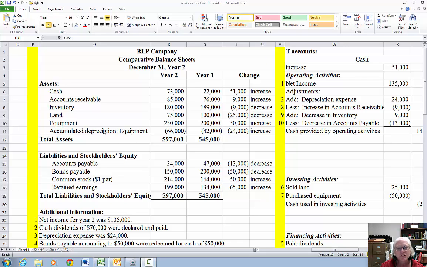Hey folks, I'm glad you came back for more cash flows, and we're going to do the T account method. I hope I don't make you dizzy. I'll try to change the screens as easily and slowly as possible.